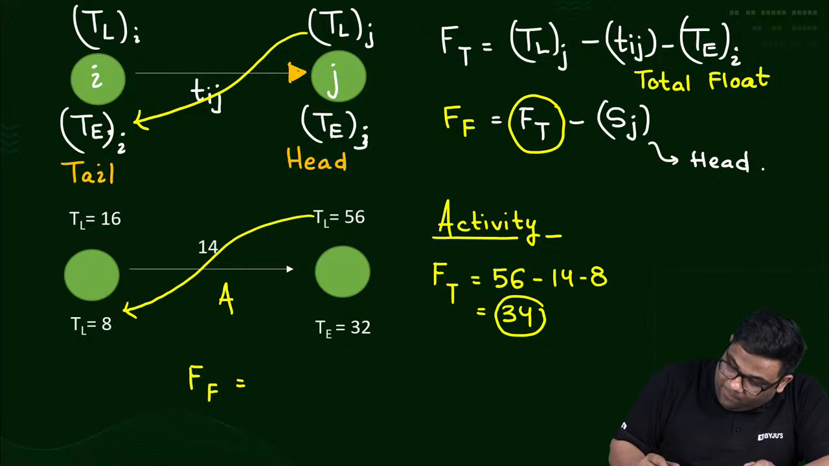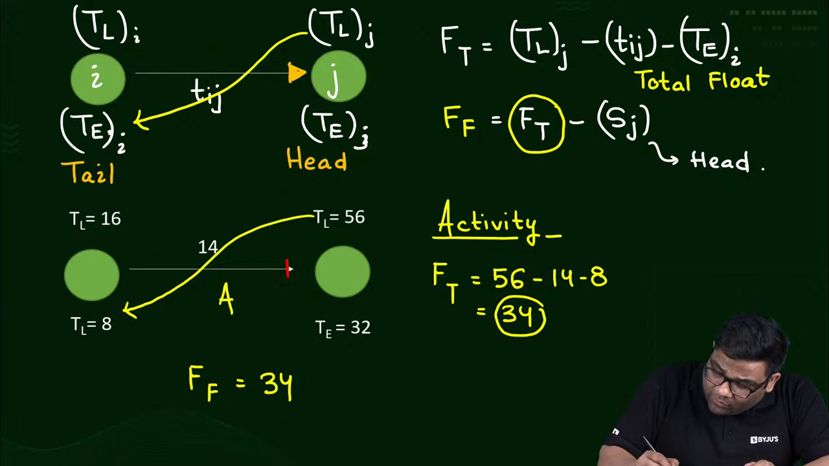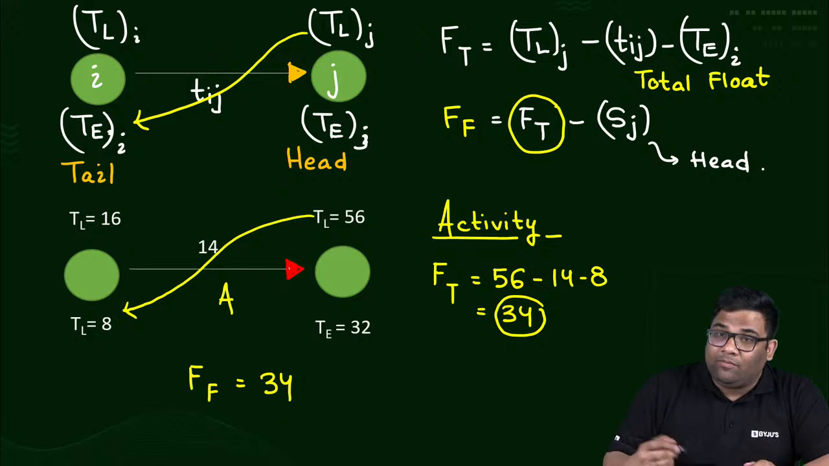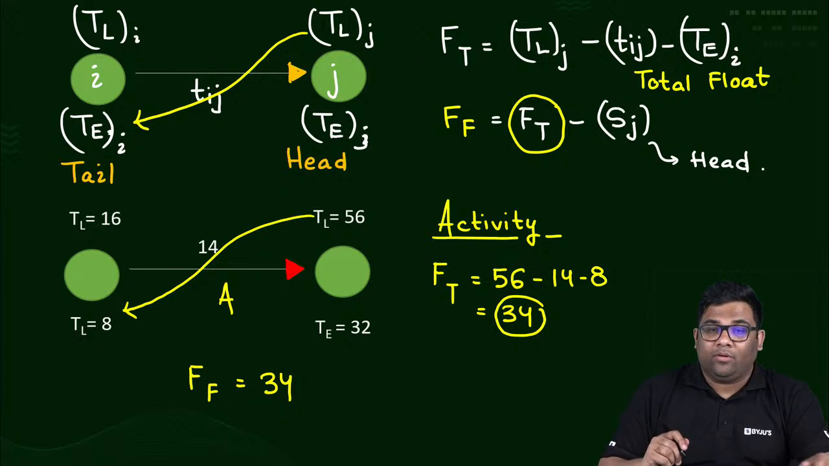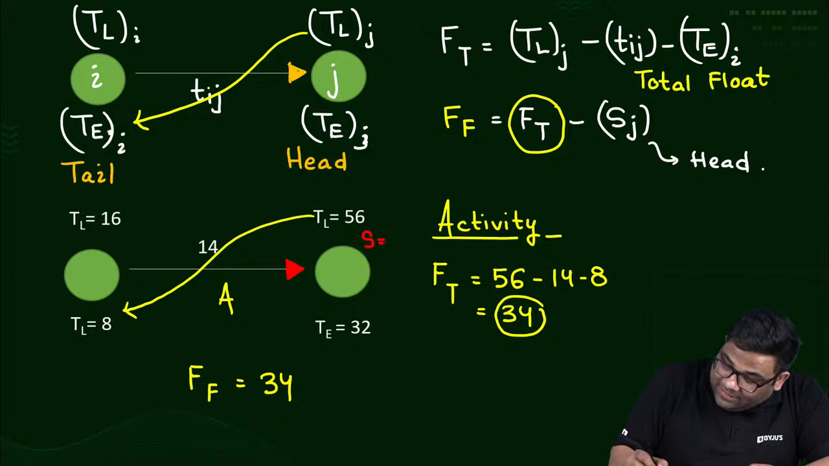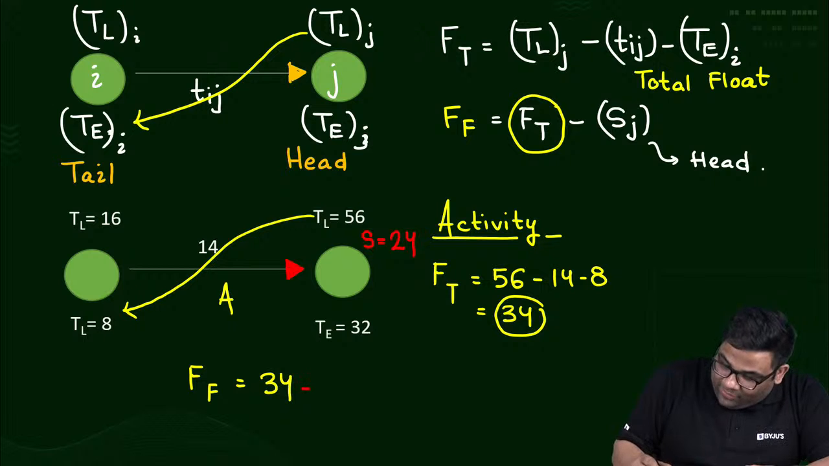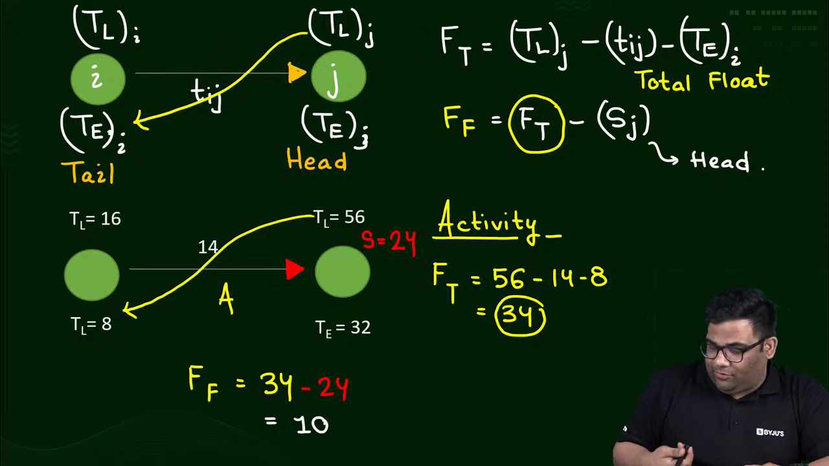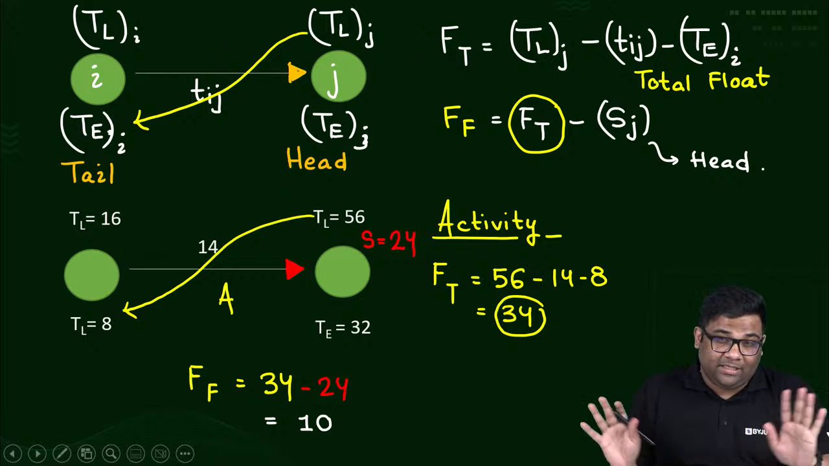See, total float is 34, minus the slack value of the head node. Head node means where the arrow is pointing. For the head node, the slack is 24, you see, 56 minus 32 is 24. Subtract 24 from 34, you get 10. Easy, na? Obviously there are many concepts and they can ask some complicated questions also. But my aim is that at least you should be able to solve the basic questions.